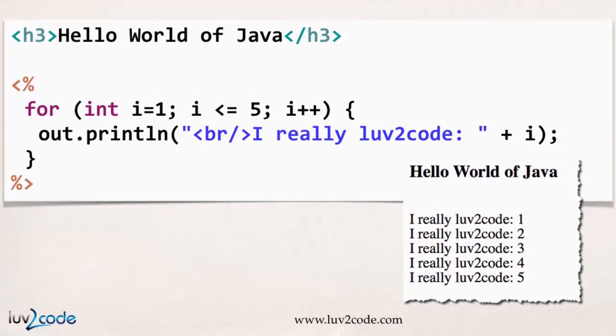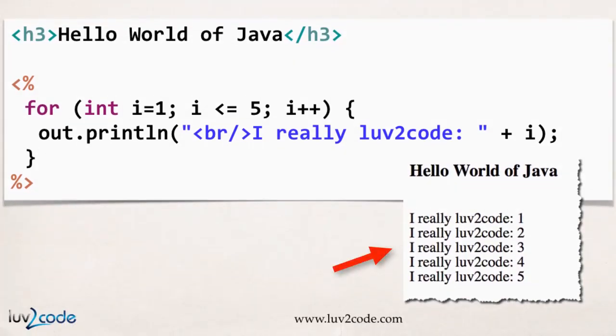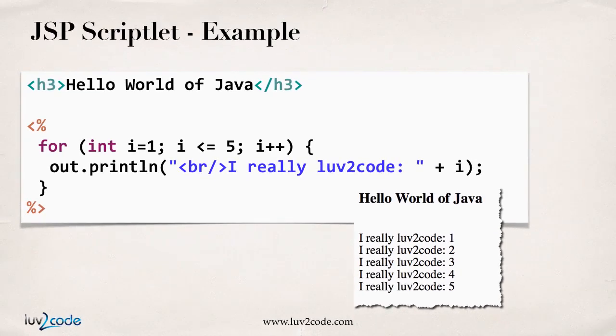Now, here's the output at the bottom of what we'll see once we run this JSP. We'll have our header, hello world of Java. So here we'll have our statement printed 5 times along with the actual loop index. And that's the basics there on setting up a JSP scriptlet. So angle bracket percent, and then you go ahead and you write your Java code.